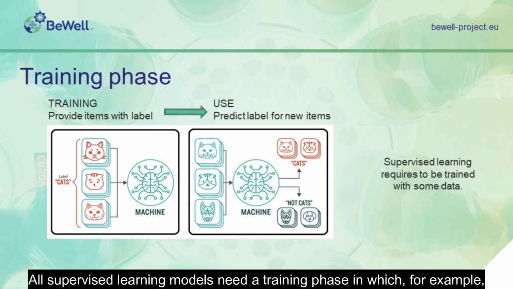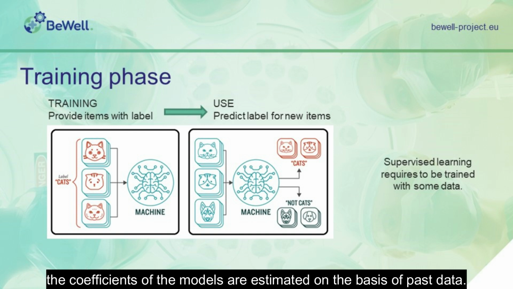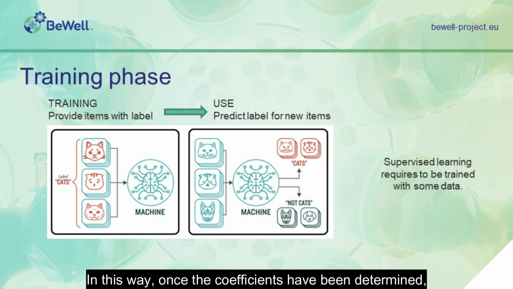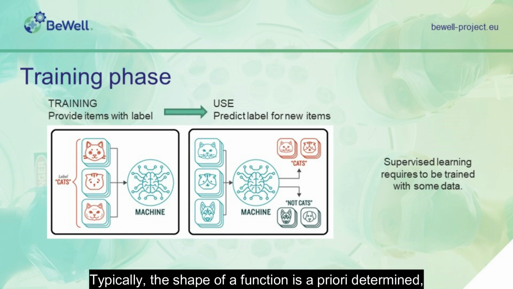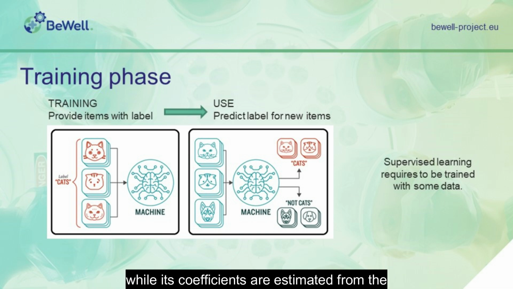All supervised learning models need a training phase in which, for example, the coefficients of the models are estimated on the basis of past data. In this way, once the coefficients have been determined, it is possible to apply the function to make estimates on future observations. Typically, the shape of a function is a priori determined, while its coefficients are estimated from the observations in the so-called training phase.